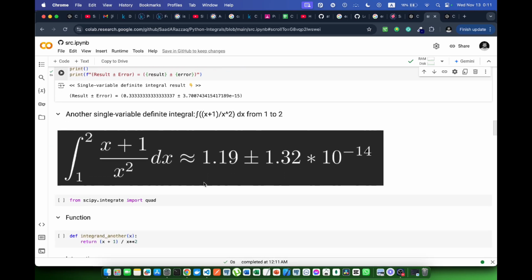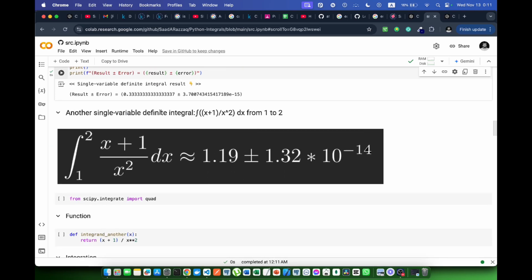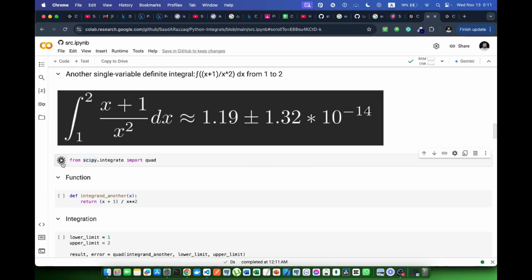Now moving on to the next problem. We have another single variable definite integral. So this is a complex problem. So first we are going to import the quad function.